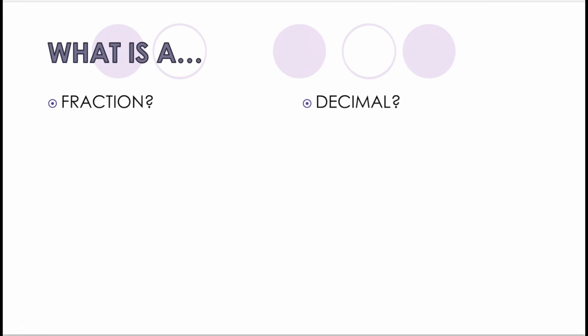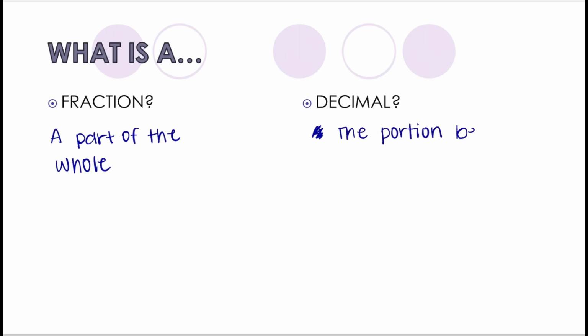So remember, a fraction is a part of the whole. And it shows us how much of the whole we're talking about, whether that's smaller or if it's multiple wholes like in a mixed fraction. A decimal is really similar to a fraction in that it shows you a part of the whole, but it's really more specifically the portion between 0 and 1 on the number line.